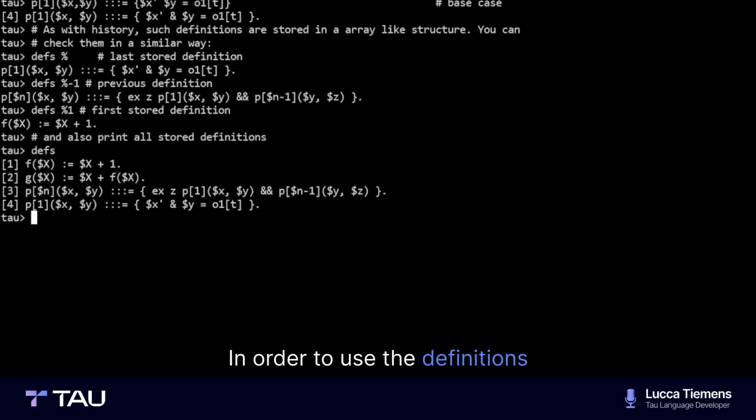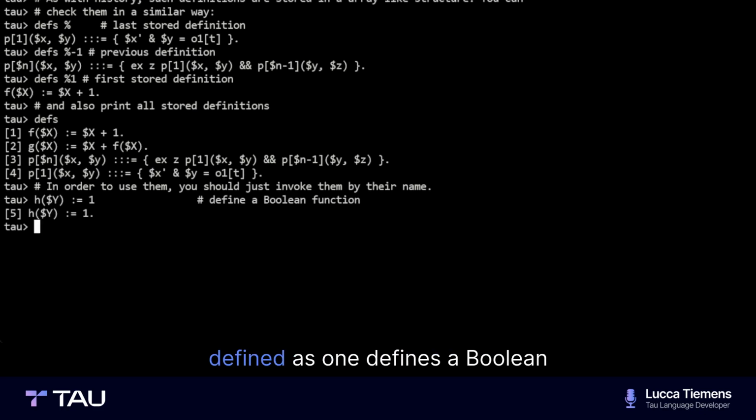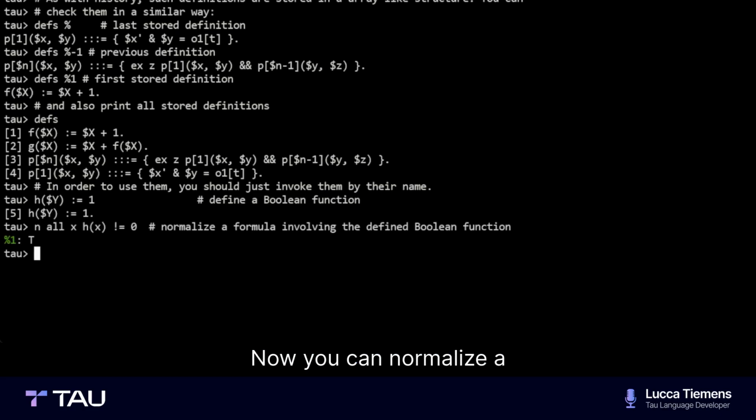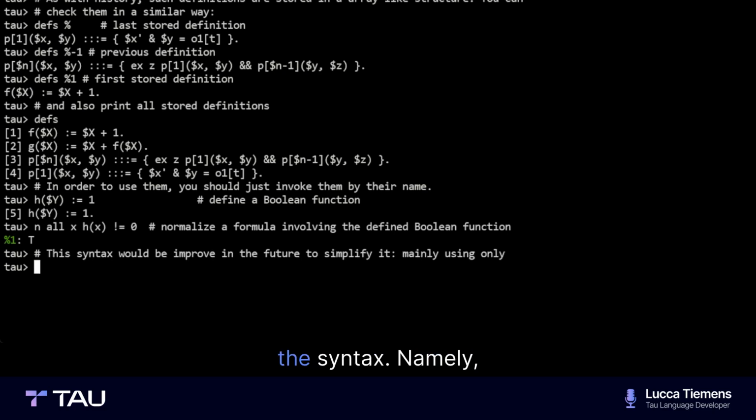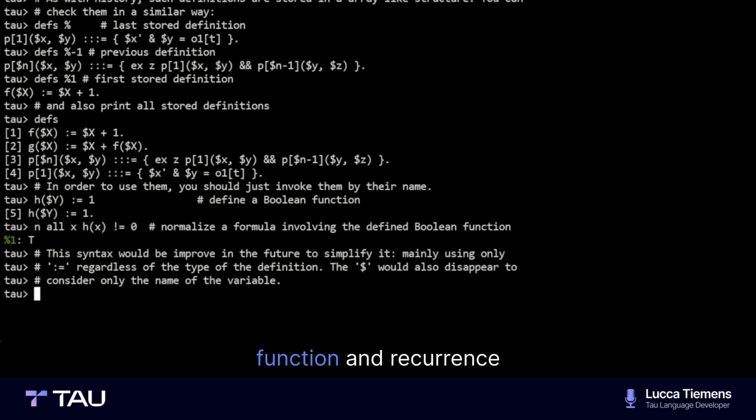In order to use the definitions you defined, you just invoke them by their name. For example, h of y defined as 1 defines a Boolean function with the name h. Now you can normalize a function involving this defined Boolean function by just calling h. In the future, we will improve the syntax. Namely, instead of using column equal, column equal, and column equal, we will only be using column equal. The $ sign will disappear as well, and we will consider only variable names in Boolean function and recurrence relations definitions.